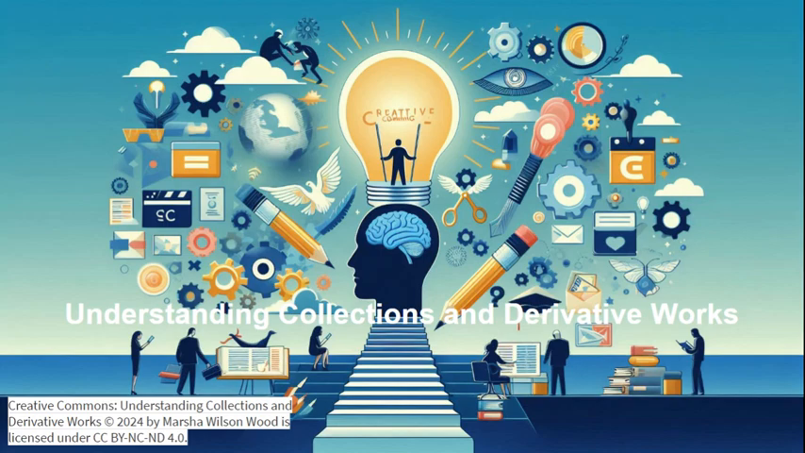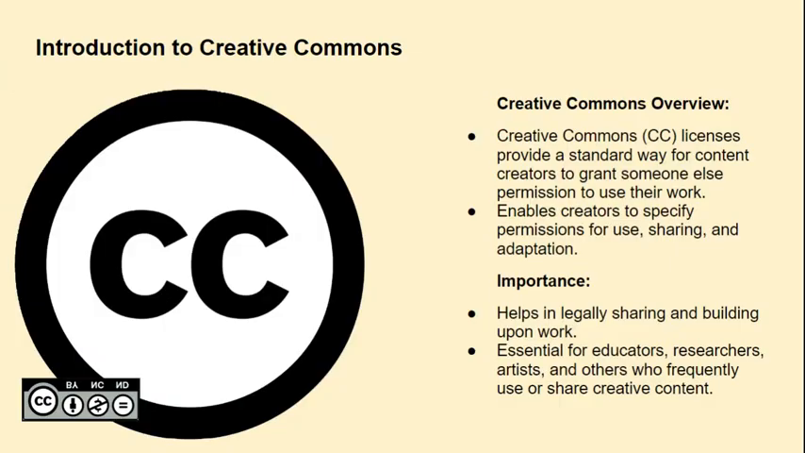Let's get started. Creative Commons licenses provide a standardized way for content creators to grant permission for others to use their work. These licenses help specify permissions for use, sharing, and adaptation, making it easier to share and build upon creative content legally. Understanding these licenses is essential for educators, researchers, artists, and anyone who frequently uses or shares creative content.